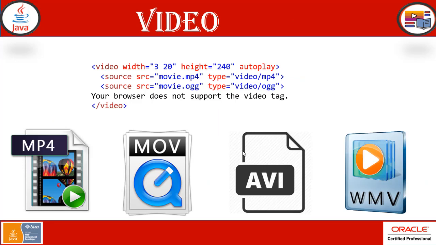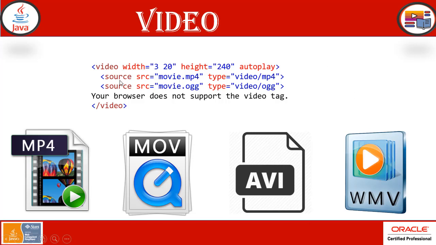Video is a kind of a movie, a kind of moving images. So HTML supports videos using different tags. One of them is the video tag, which has attributes like width and height, and supports many versions and many video formats like MP4, MOV, AVI and WMV.